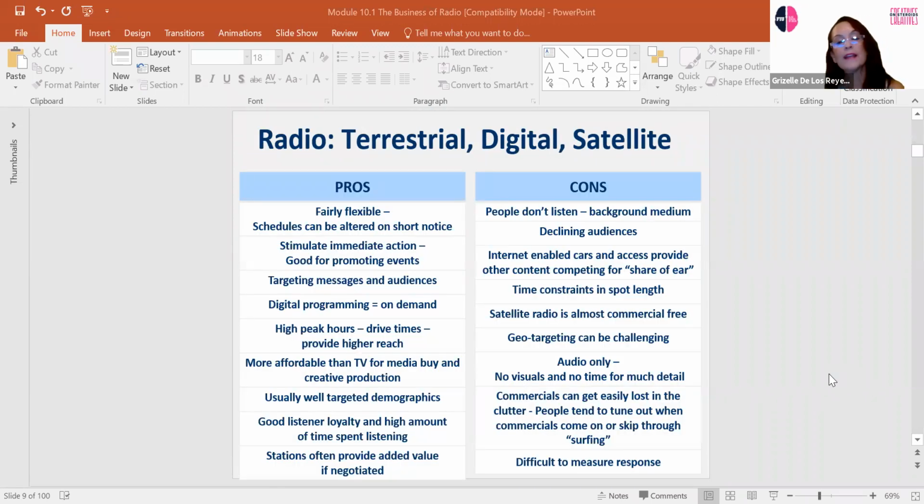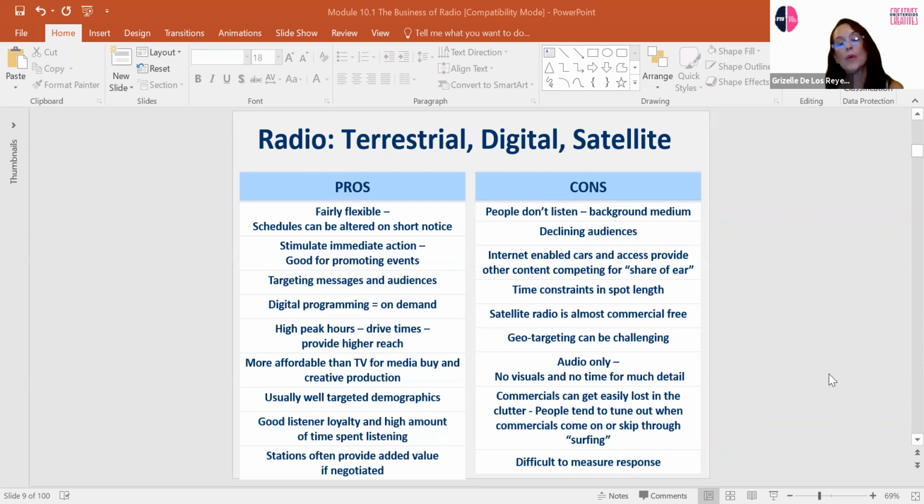And one of the things that I was explaining is that in radio, just think that you have terrestrial, digital, and satellite. And again, I'm putting here some pros and cons. In terrestrial radio, one of the things that you have to keep in mind is that it's a very local type of medium. And also that radio is great for promotions.